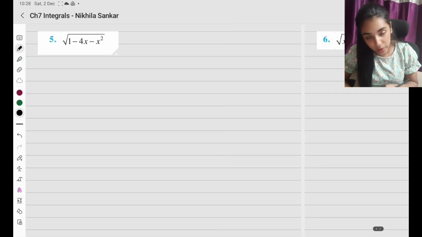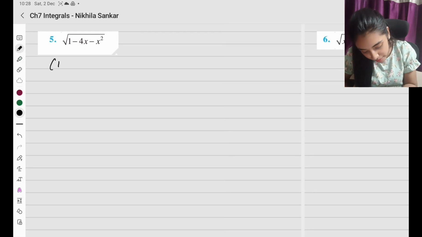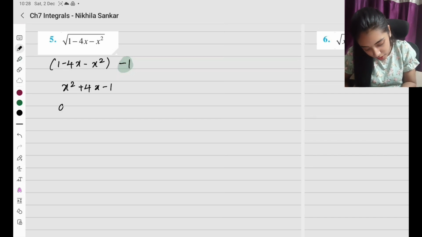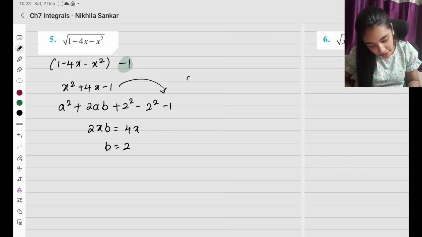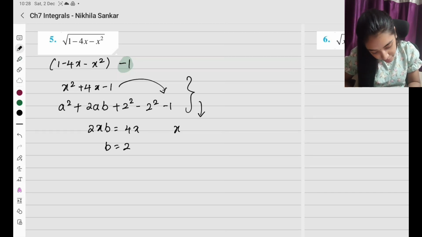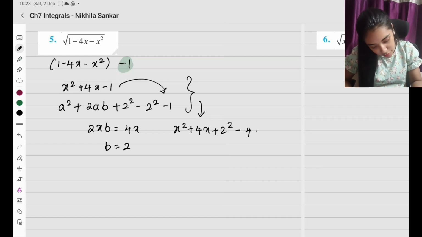Again, completing the square. For simplicity, I am going to multiply by minus 1. 1 minus 4x minus x square, I am going to multiply by minus 1. Remember to divide in the end. Okay. Now how does my equation look like? x square plus 4x minus 1. So a square plus 2ab. On comparing 2xb equals 4x, b equals 2. So plus 2 square minus 2 square. Don't forget the minus 1. So from these two, I have x square plus 4x plus 2 square minus 2 square, 4 minus 1.